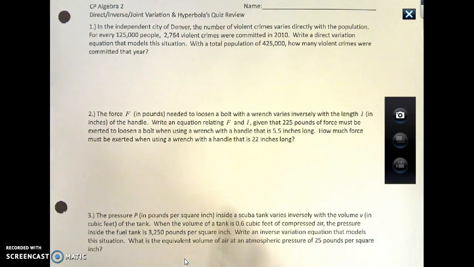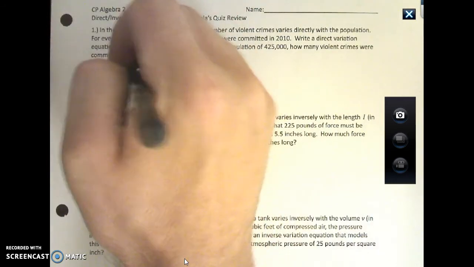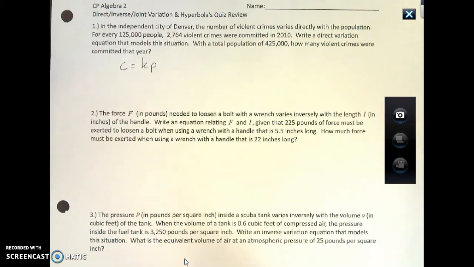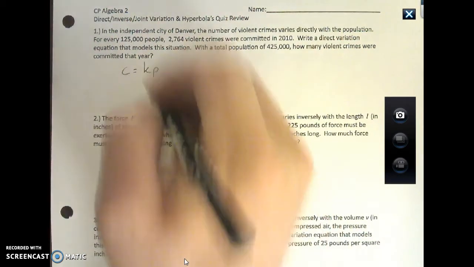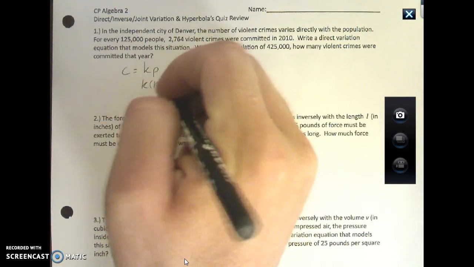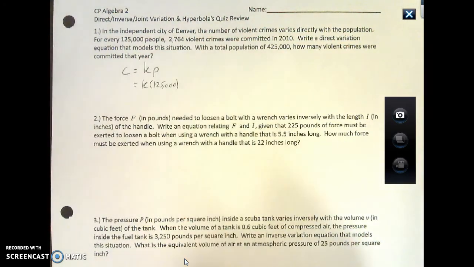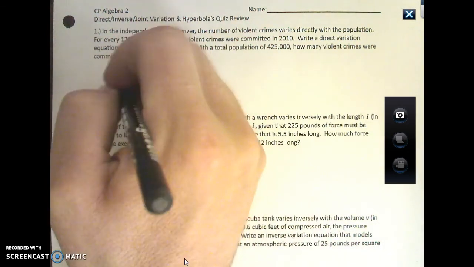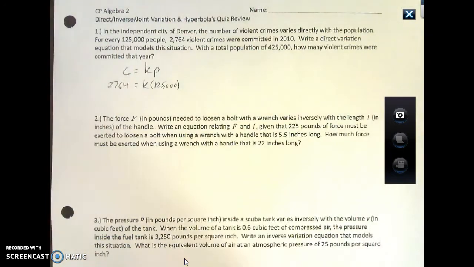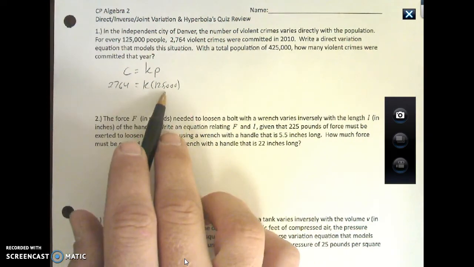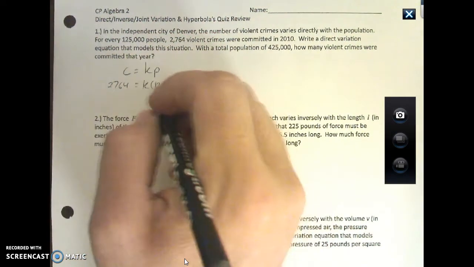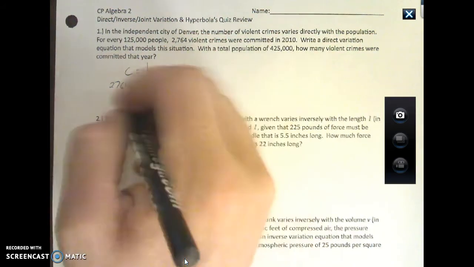In the independent city of Denver, the number of violent crimes varies directly with the population. So crime varies directly with population: C equals KP. For every 125,000 people, that's your P, 2,764 violent crimes were committed. Write a direct variation equation that models the situation. Got it. Now I have to find my K, so I can divide both sides by 125,000.